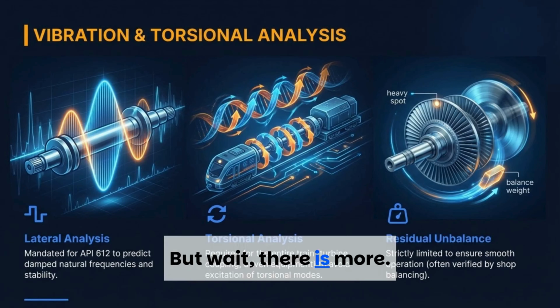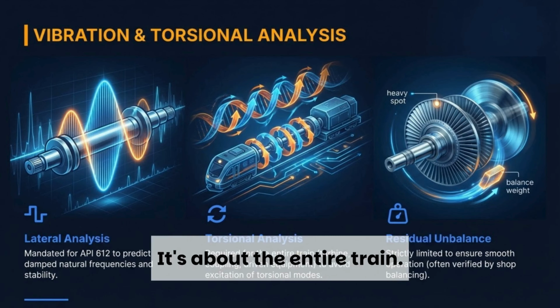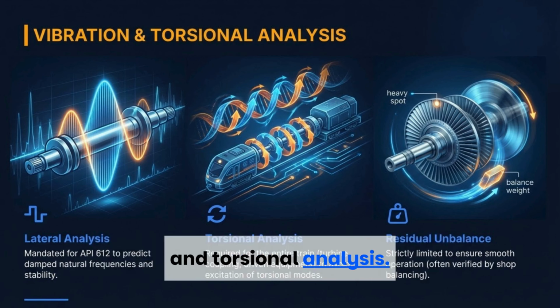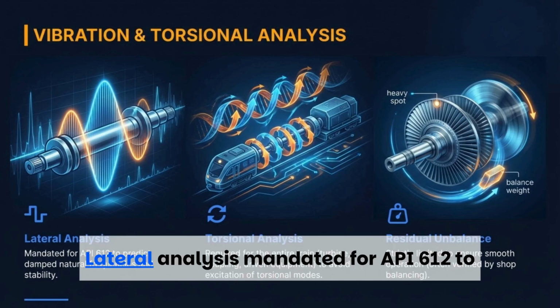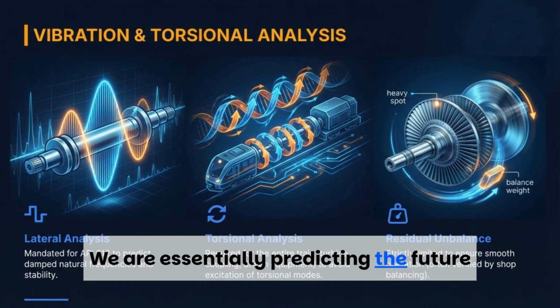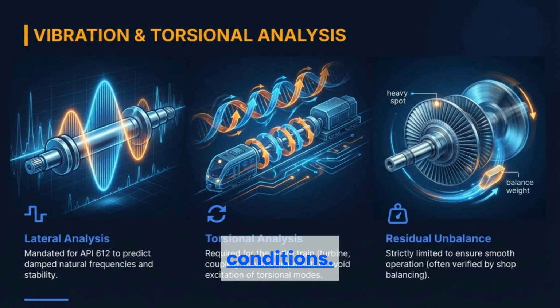But wait, there is more. Stability is not just about the turbine, it's about the entire train. This is where we go deep with vibration and torsional analysis. Lateral analysis is mandated for API 612 to predict damped natural frequencies. We are essentially predicting the future to ensure the shaft stays stable under all conditions.